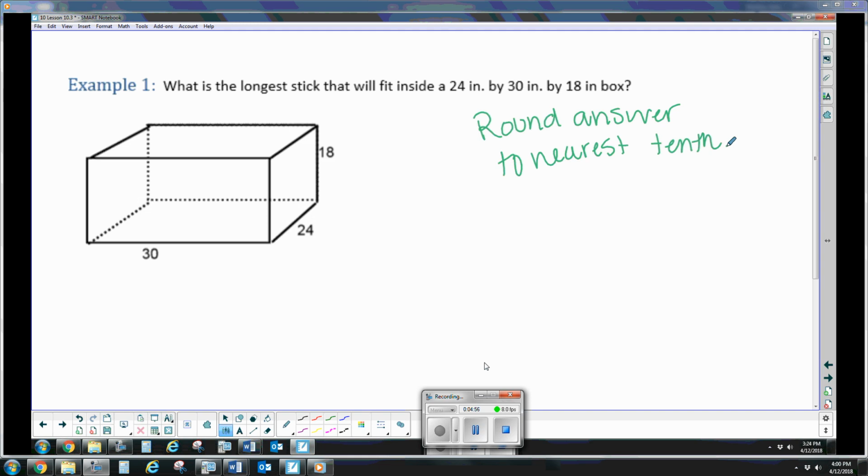So again, we're looking for the diagonal of a box. What's the longest stick that's going to fit inside the box? The longest stick is going to be a diagonal. So we're going to focus on a couple different triangles. First of all, we're looking for the diagonal. Eventually, we're looking for the diagonal that goes from the bottom left front to the top right back. And really your diagonal could be anywhere on this diagram, just as long as it goes to the opposite corner.